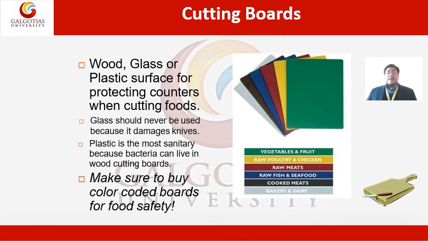There are different types of chopping boards. If you can see, there are green, yellow, red, brown, blue. So different colors of chopping boards or cutting boards are there. Vegetable and fruit is green. Raw poultry and chicken is yellow. Raw meat is red. Raw fish and seafood is blue. Cooked meat is generally brown, dark brown, or it can be black, as shown here. Then bakery and dairy products can be white.